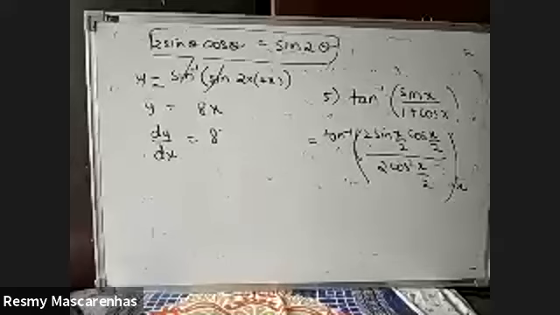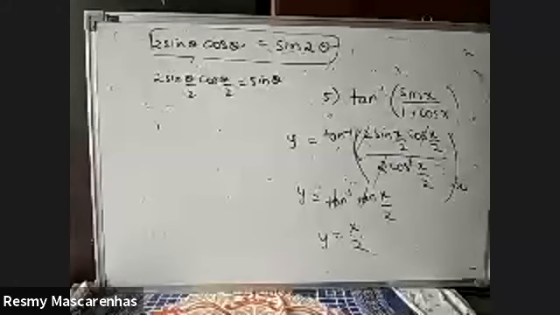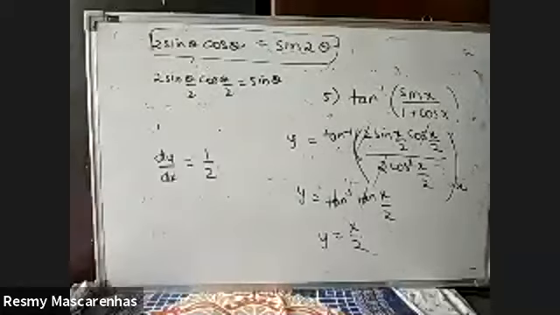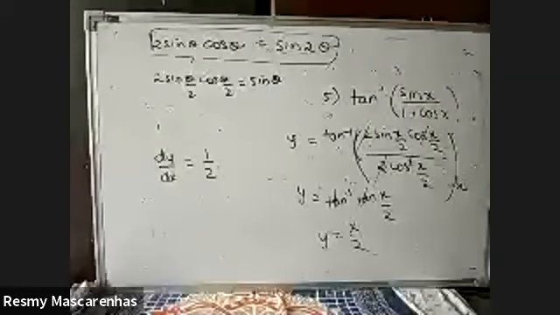So y will be tan inverse of sin x by 2 upon cos x by 2, which is tan x by 2. So y is x by 2. And now you differentiate. So dy by dx will be nothing but 1 upon 2. Derivative of x will be 1. Okay.